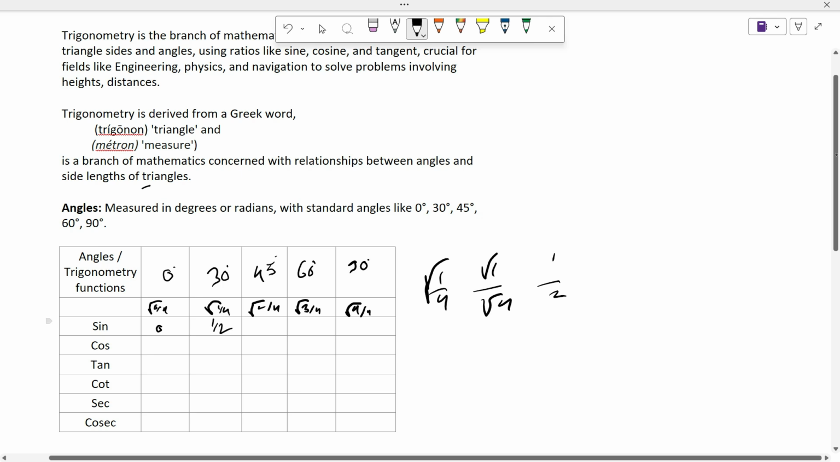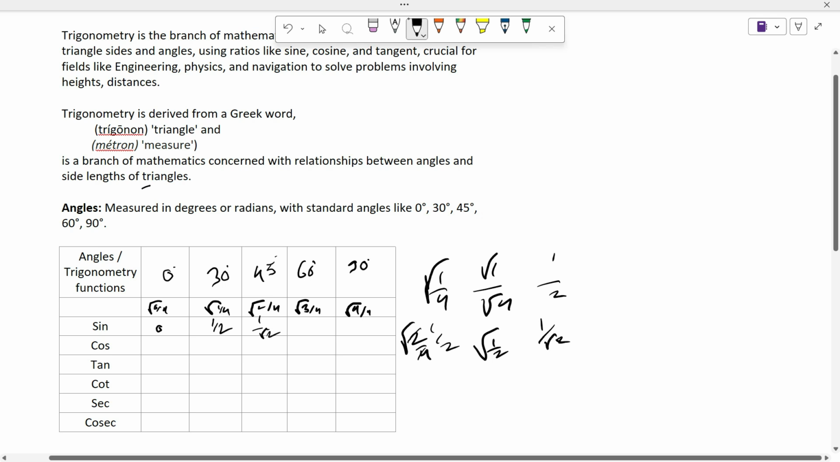Next, calculate this square root of 2 by 4. This is sine 45 degrees, right? So first, before doing that, let us divide these numbers. We get square root of 1 by 2, and this will be equal to 1 by root 2. So we will write it here directly, 1 by root 2.